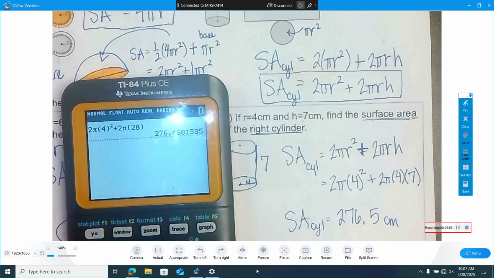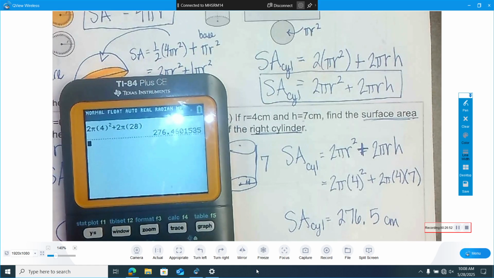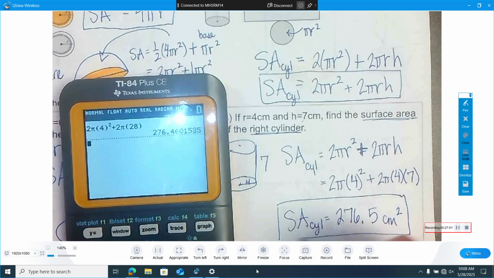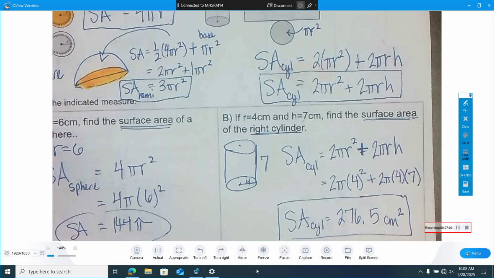What are the units for surface area? Centimeters to what power? Squared. It's area, not volume. Volume is cubic. Area is square units. Okay.